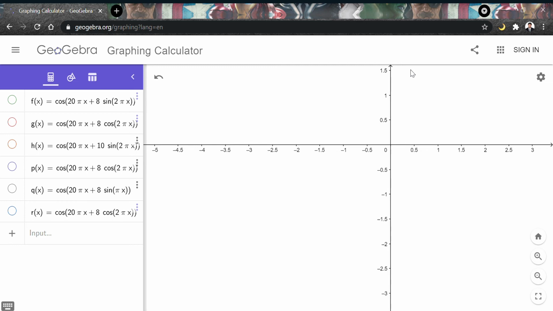Hi, I'm Sarika Salunan. My topic is to analyze single tone FM equation and PM equation with the help of GeoGebra. And now we're going to observe the difference between FM and PM.